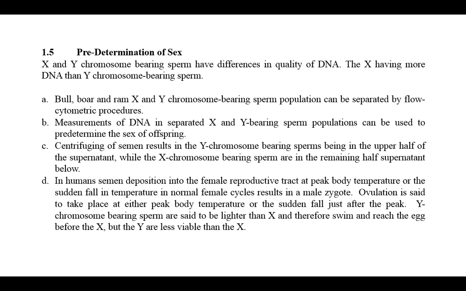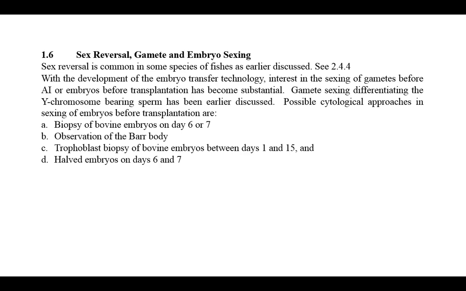Ovulation is said to take place at either peak body temperature or the sudden fall just after the peak. Y chromosome bearing sperm are said to be lighter than X and therefore swim and reach the egg before the X, but the Y are less viable than the X. Sex reversal, gamete and embryo sexing. Sex reversal is common in some species of fishes as earlier discussed.